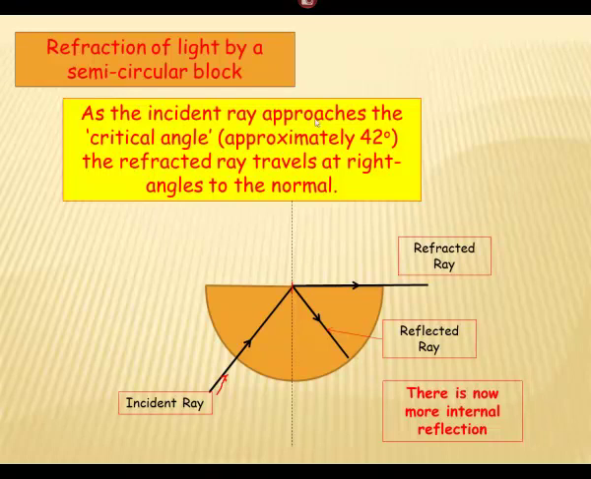So as the incident ray approaches the critical angle, which is this angle here, about 42 degrees, the refracted ray travels at right angles to the normal. So there's the refracted ray and there is the reflected ray. Now let's look at what happens as we increase the angle.